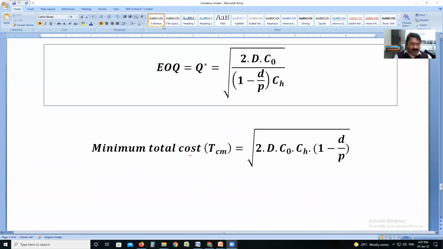So friends, this is about the two basic models, and now we will go for solving the numericals in the next lecture. Thank you.